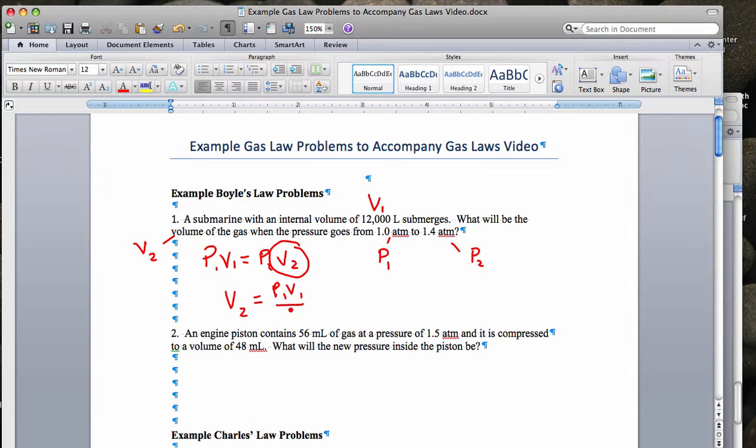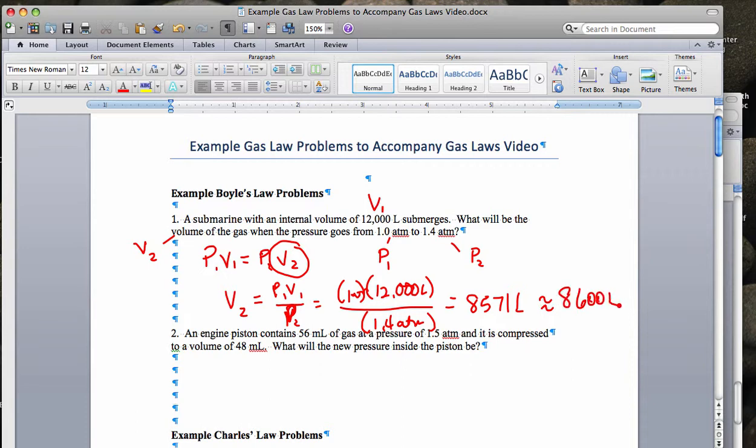I usually rearrange the algebra, V2 equals P1V1 over P2, and I put my numbers in. 1 atmosphere times 12,000, my volume is in liters, so my answer will be in liters, over 1.4 atmospheres. I should have written atmospheres here, but my atmospheres cancel and I'm left with liters, and this turns out to be 8,571 liters, but I only have 2 sig figs, so I'll say it's approximately 8,600 liters. There you go. That's your first Boyle's law problem.